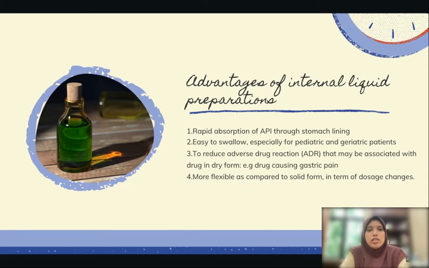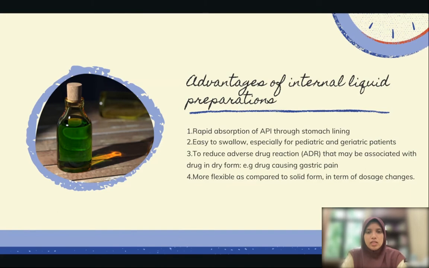Number 3 is to reduce the adverse drug reaction that may be associated with drug in dry form. So as an example, some drug may cause gastric pain in the dry form. So if we give the drug in the form of tablets or in the form of capsules, the drug may cause irritation on the stomach. So under such case, formulating into liquid preparation might help to ease the adverse drug reaction that may happen due to the administration of the drug.